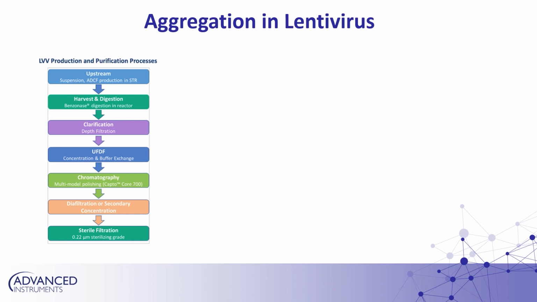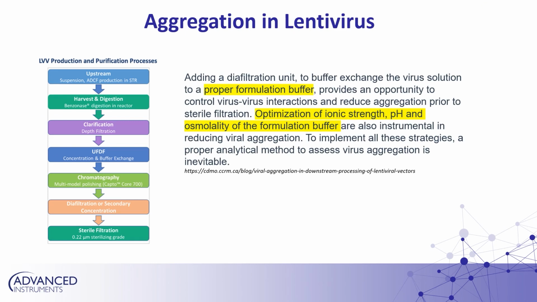I previously mentioned aggregation in one of my first slides, but here is a small extract from a website which states very directly that when including a diafiltration step to your filtration operations, it is the perfect opportunity to control your potential virus-to-virus interactions and therefore reduce the risk of aggregation previous to that sterile filtration step. If you want to optimize that step even further, it is suggested that you should not only be looking at the ionic strength and pH, both of which are obviously usual practice, you should also be looking at your osmolality of that formulation buffer. So here we have a reviewed workflow.